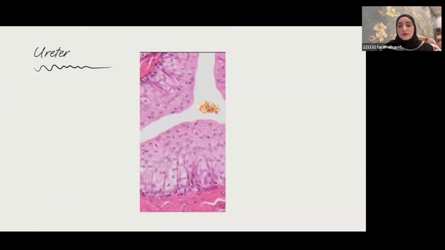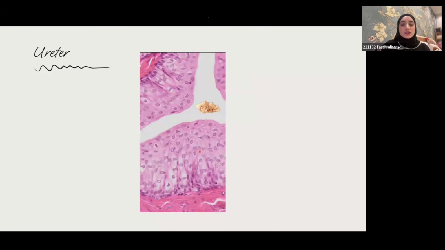Here's a Photoshop picture of a kidney stone. If we had a kidney stone in the ureter, and it scratched the epithelium, would there be blood in the urine? What do you think? Okay, there would be no blood.